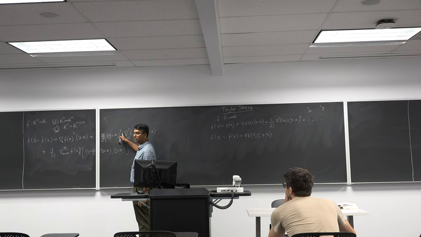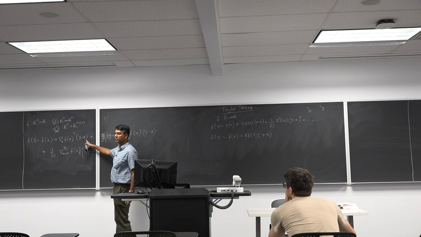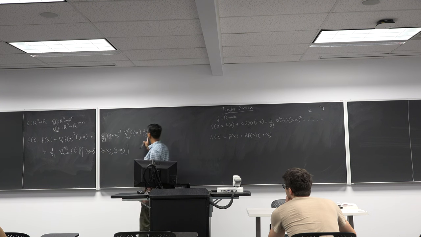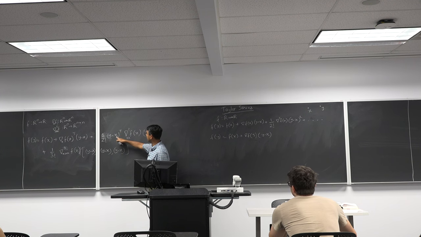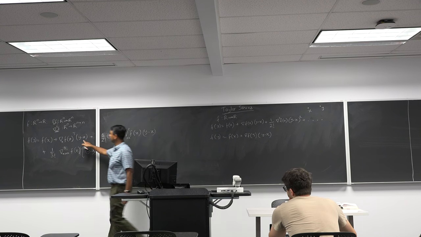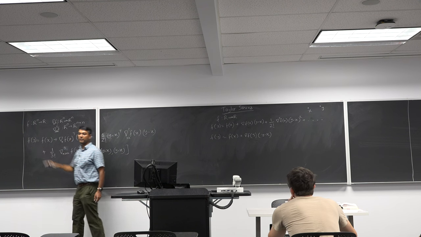Y minus x? That term. This one. Yeah. Okay. This is y minus x transpose, so this is an n dimensional vector transpose, n cross n matrix multiplied by n dimensional vector. So this is a scalar. Okay, vector transpose matrix times a vector, it's a scalar. This is a scalar, this is a scalar, what we get is a scalar.